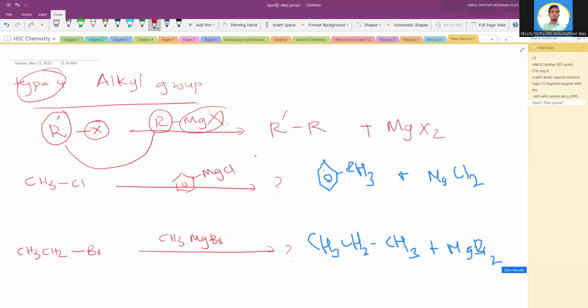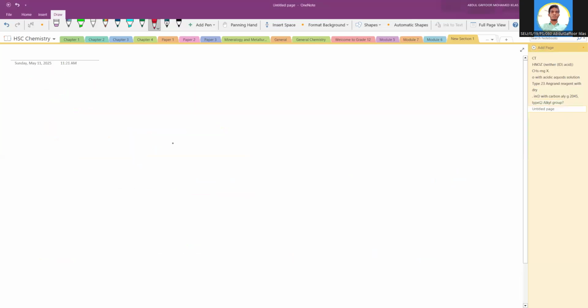Okay, fine. So now we'll move to type 5. Type 5 is with acid halides and ester groups, right?